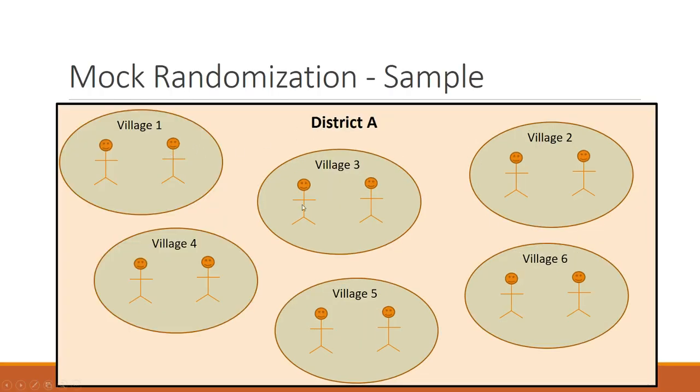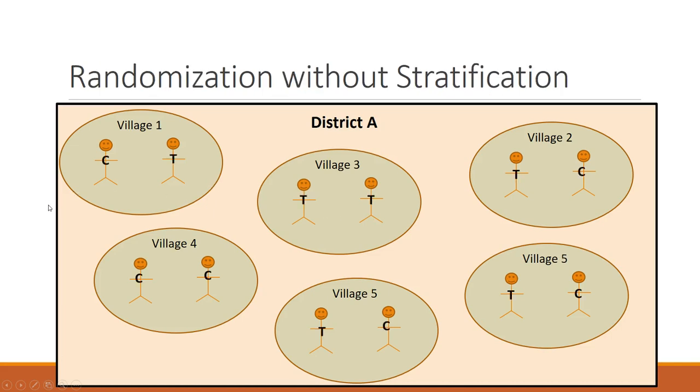I have village 1, 2, 3, 4, 5, 6. All those villages have some farmers in them, my happy orange farmers. If we randomize, that means we randomly select who gets the treatment and who doesn't. So now we're randomizing here, and some farmers are going to get the treatment. All these T farmers are going to get the treatment.